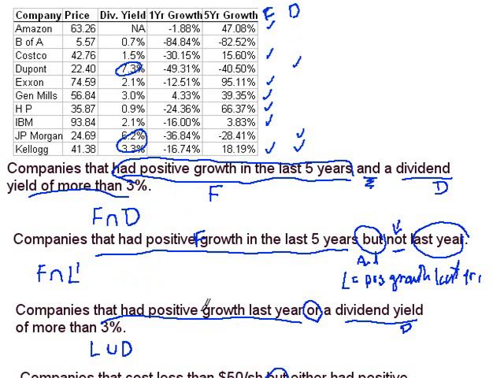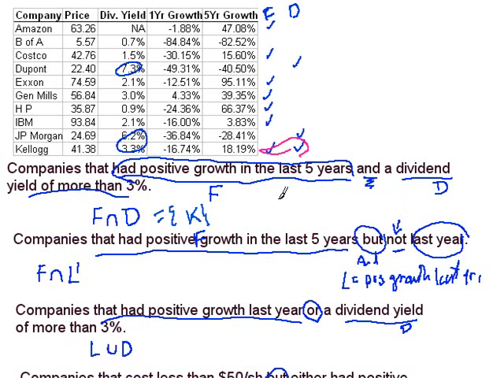And now, how do we calculate the intersection? Well, the intersection will be the companies that meet both of these criteria, which means we have to have a check mark in both the F and the D column. It looks like that occurs exactly once here. So we can calculate that as, well, that's just K, Kellogg.